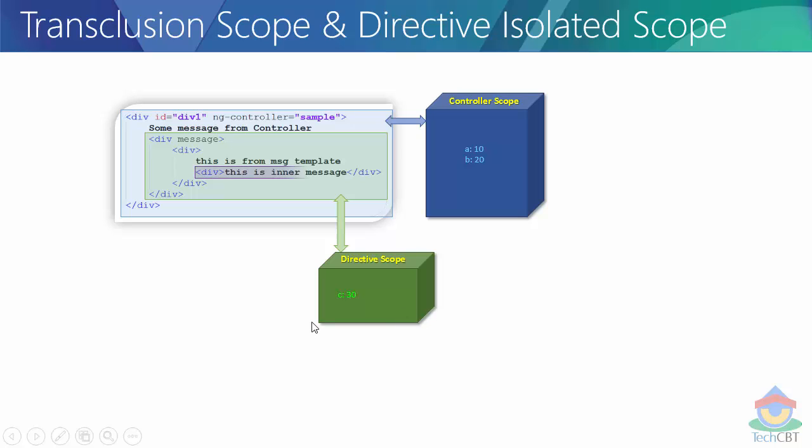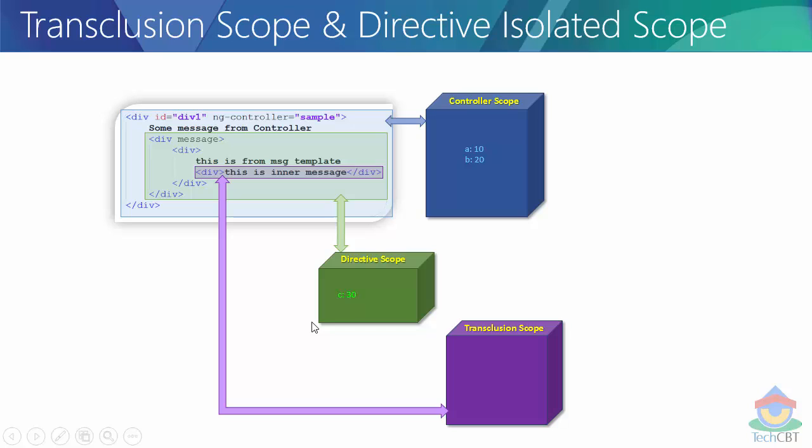And now coming to the transclusion scope in this case. Yes, the transclusion scope is still available. However, it is still inherited from the controller scope regardless. And as it is inherited, you are going to have A and B automatically made available. And even in this case, you have the $parent referring to the directive scope. So that is pretty important.